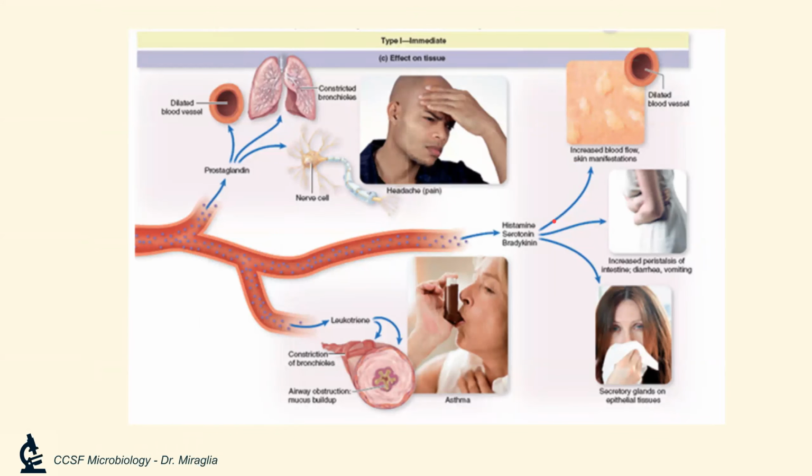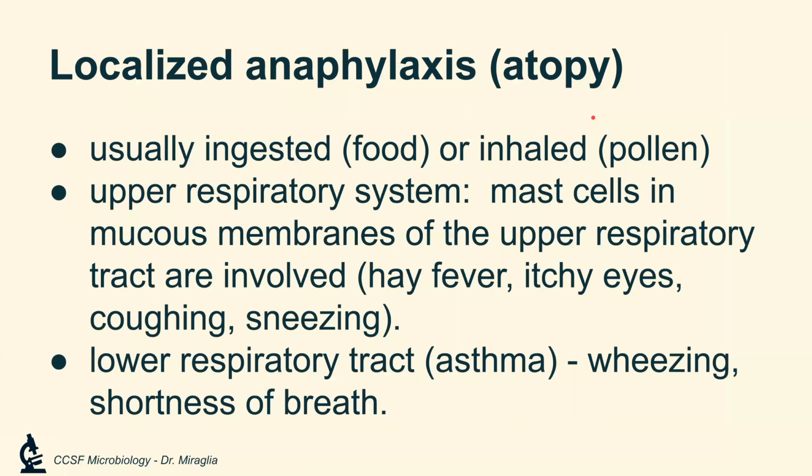All right, so this slide just shows where these mediators get into your blood as a result of this allergic reaction. So this is kind of nice, just showing the effect of prostaglandin. It's dilating blood vessels, but it's constricting the bronchioles. It's resulting in pain, so you might have a headache as a result of this. The histamine, serotonin, and bradykinin are also mediators that are produced. They increase blood flow. You can have hives. This is what this is showing here.